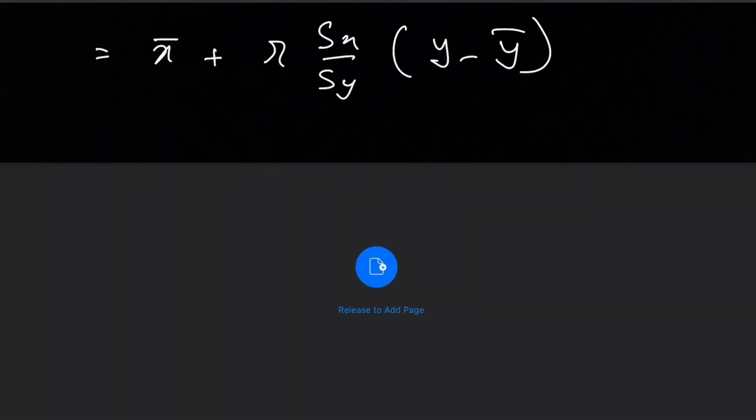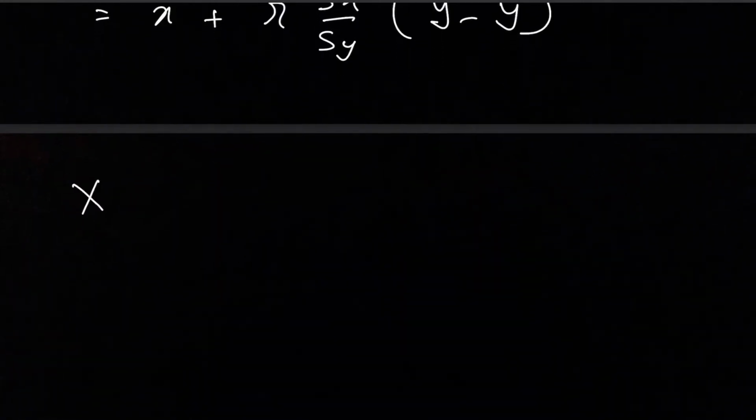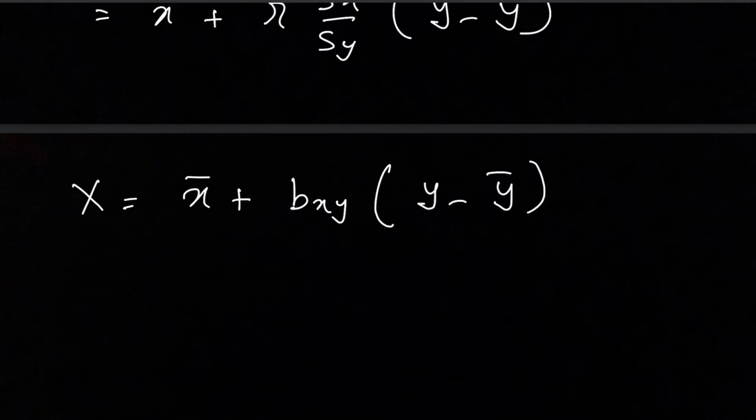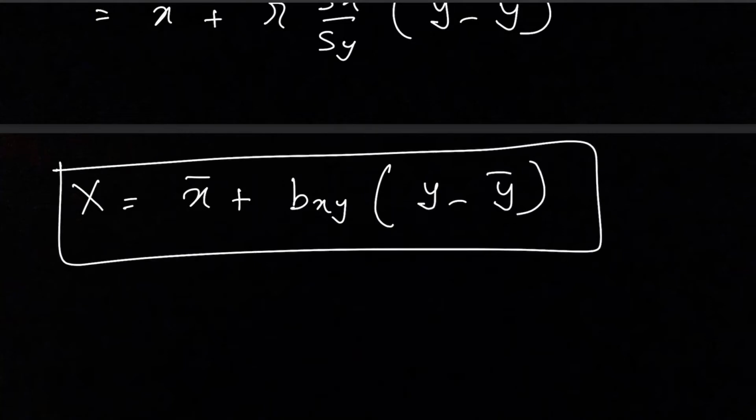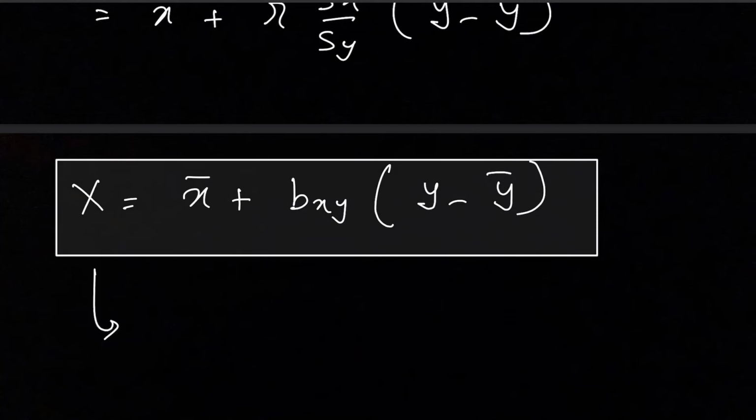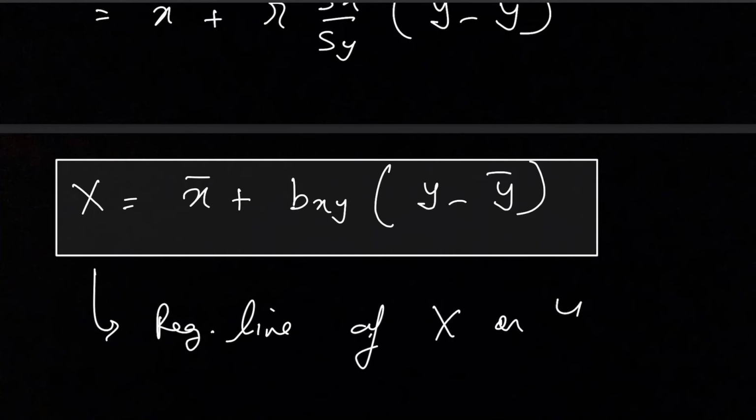You can also write it in the final form, x equal to x bar plus b of xy times y minus y bar. So this is the regression line of x on y, and this is used to estimate the average value of x for a given value of y. In further videos, we'll be doing a few of the other derivations regarding the regression line coefficients.